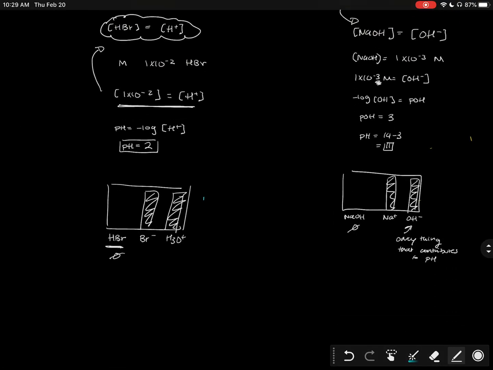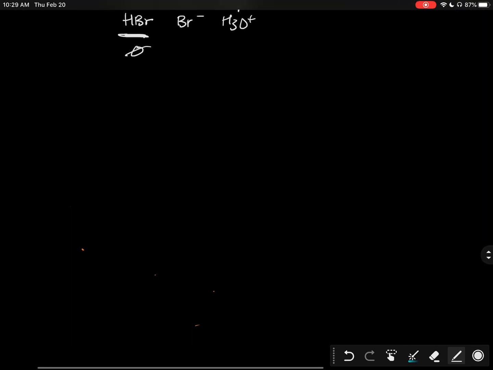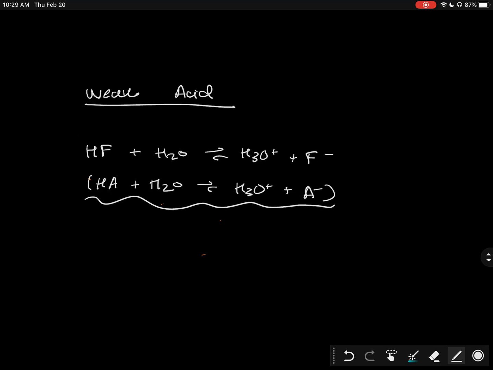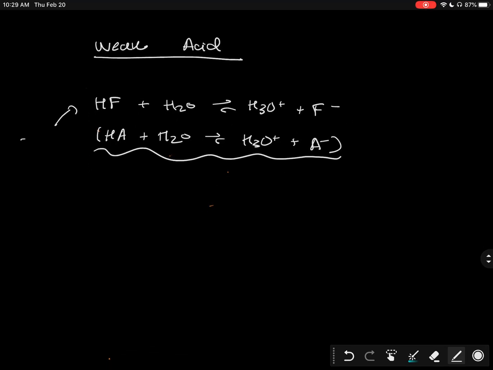Okay, so now let's keep going. Let's say that we have a weak acid, and let's say that we're working with HF. So we'd have HF plus H2O goes to form H3O+ and F-, right? So this is from the equation that HA plus H2O goes to form H3O+ and A-. This is the equation that we can use for all weak acids. This is our specific one.